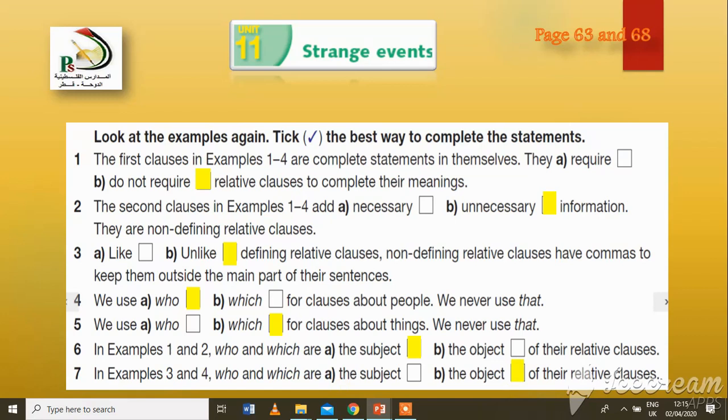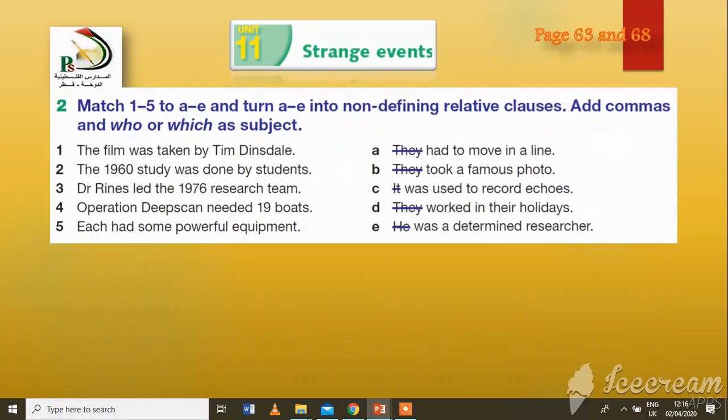The relative clause has 2 types: defining relative clause and non-defining relative clause. Defining relative clause is also called essential relative clause. Non-defining relative clause is called non-essential relative clause. I'll give you a summary in the end.